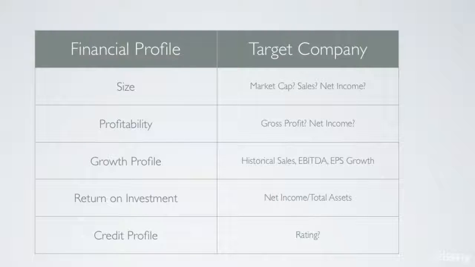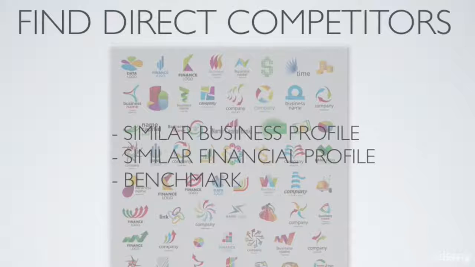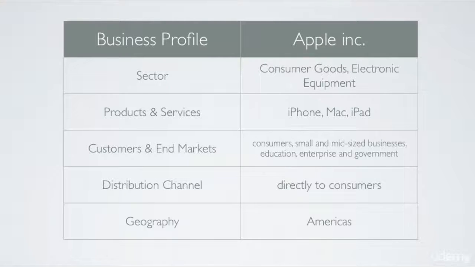Once we gather all this information, the last step is going to be to find the direct competitors. It means that we want to look for companies which share a similar business profile, a similar financial profile, and then we want to actually benchmark those companies against our target company. And that's how we're going to assess the comparative analysis that we are going to do throughout our overall ratio analysis. Now, I want to give you an example here of how to analyze a company from the business profile standpoint and the financial profile standpoint.